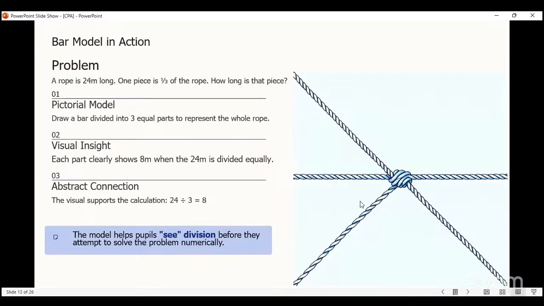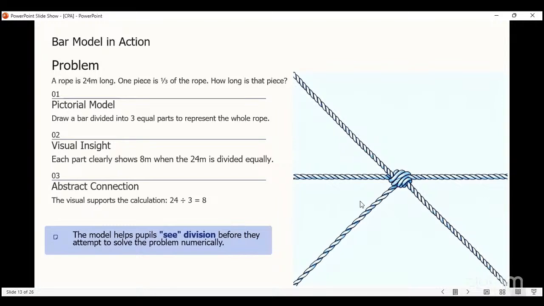Bar model in action. A problem. A rope is 24 meters long. One piece is 1/3 of the rope. How long is that piece? First, we draw a bar divided into 3 equal parts to represent the whole rope. Next, the visual insight. Each part clearly shows 8 meters when the 24 meters is divided equally.